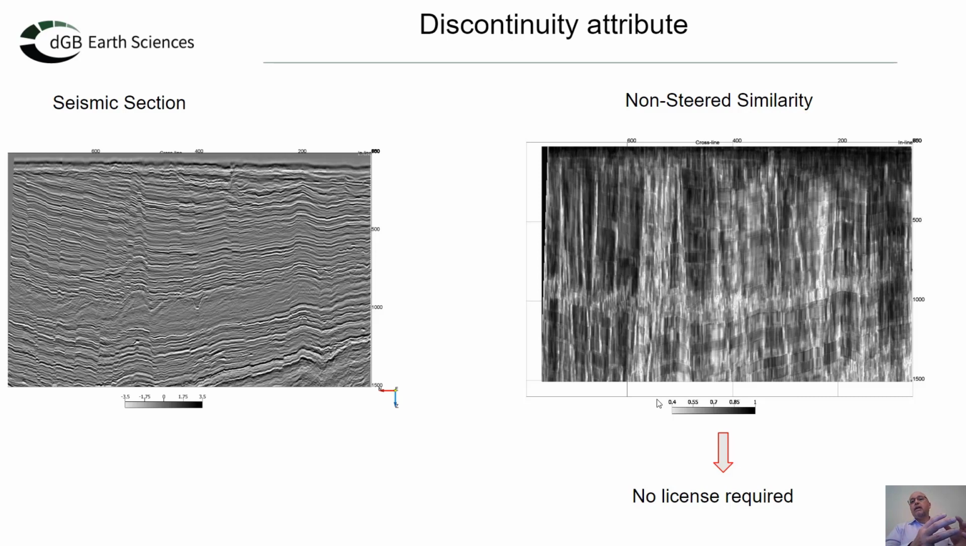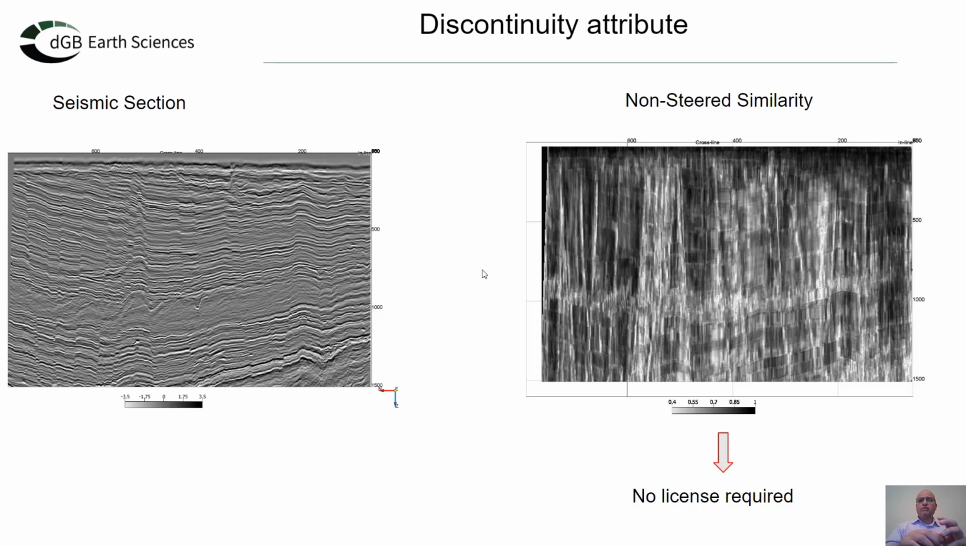In OpenDetect, we have a slightly different approach, because we calculate the dip. We try to find the direction of the best matches at every location, and that's basically the dip field. So by using the dip, we calculate the best similarity between the adjacent traces, which results in a better definition of faults or any other geological features.